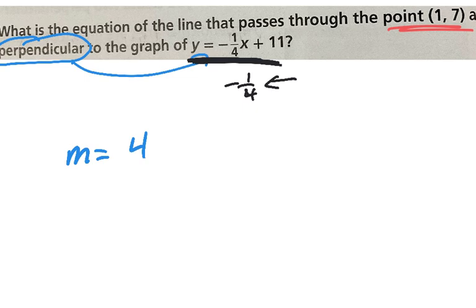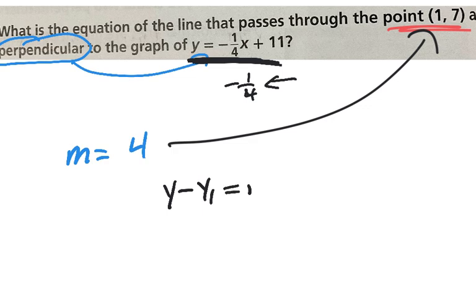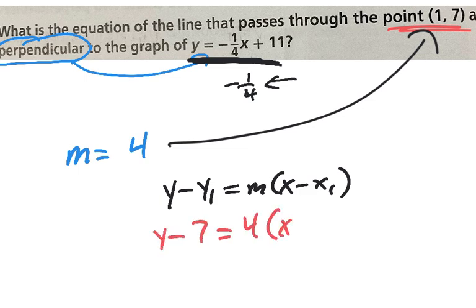What else do I know about my line? It goes through point (1, 7). I know a point and the slope. Point, slope, form. Substitute in. y minus 7 equals 4 times x minus 1. And I'm done.